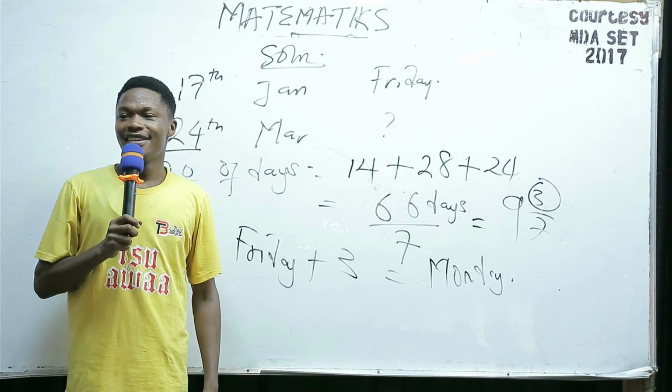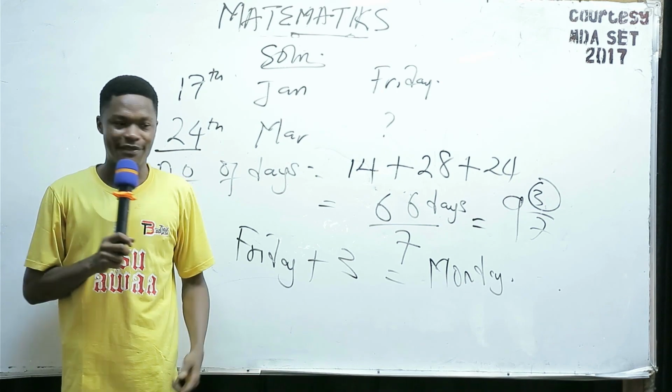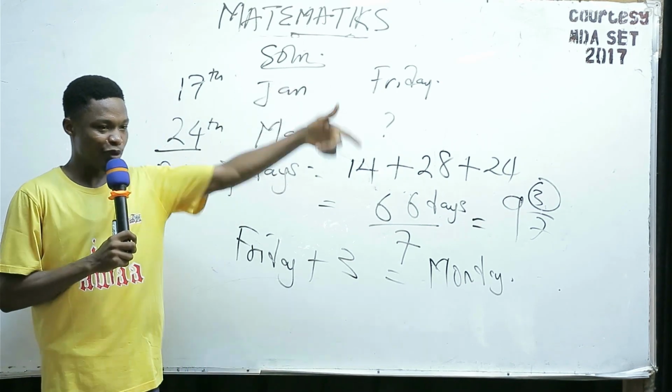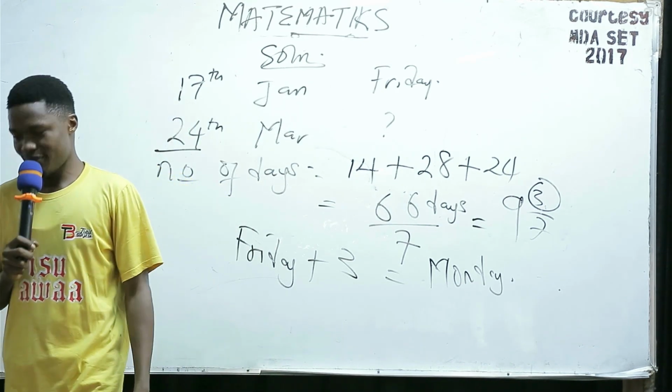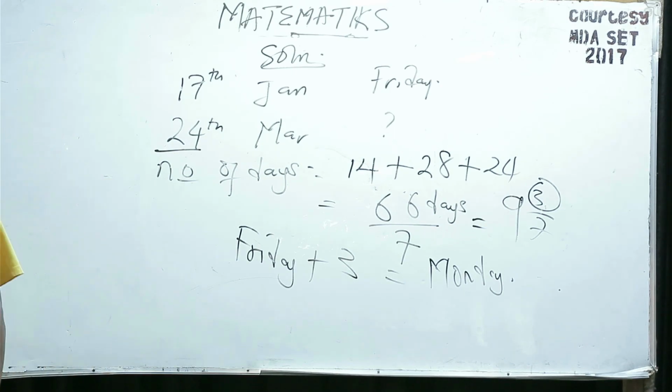So if the number is divisible by 7, it means your remainder is 0. So that day plus 0 is what? That day. Are you ready now?